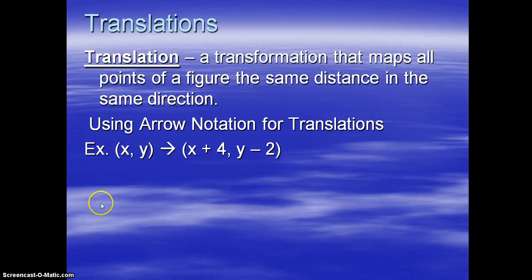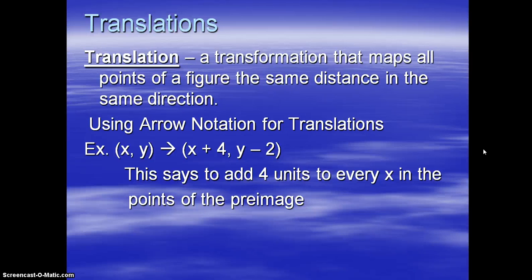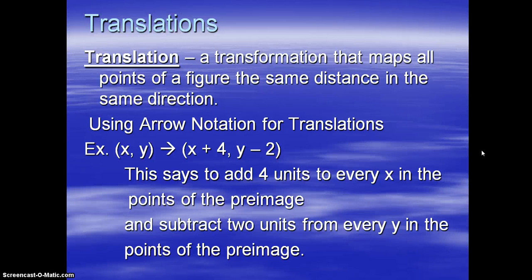So what we'll have here is a rule such as this. This is (x, y), which represents any point that we can possibly use. Then we have our arrow notation, and then this would be our designated rule for this example. The x plus 4 means we're going to be adding 4 units to every x in the points of your pre-image, and the y minus 2 means we're going to be subtracting 2 units from every y in the points of the pre-image. We can also associate this with a shift left, right, up, or down. A plus would mean we're shifting to the right for our x plus 4, and the minus in y minus 2 means we're going to be shifting down 2.